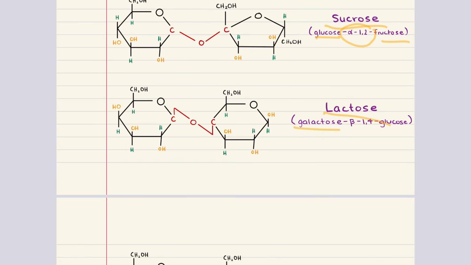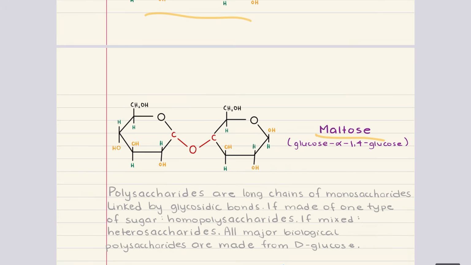Next is lactose. This is made of galactose and glucose. Here we see a beta-1,4 glycosidic bond, where the beta anomeric carbon of galactose is connected to carbon 4 of glucose. Now, unlike sucrose, only one of the anomeric carbons is involved in this bond. So lactose is a reducing sugar. Lastly, we have maltose, which is composed of two glucose molecules that are linked through an alpha-1,4 glycosidic bond. Like lactose, maltose is a reducing sugar because one of the anomeric carbons is still free.